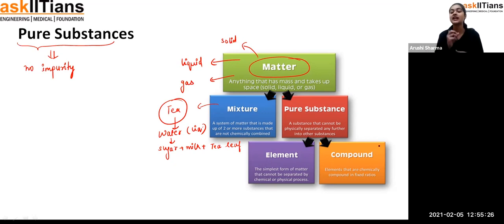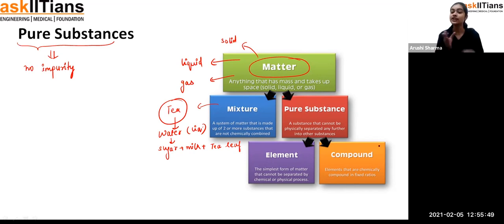So that's, student, pure substances are those substances from which you can't separate out another substance because it is the pure one. But if we talk about a mixture, for example, tea, whenever you prepare tea, you have to strain the tea so that the tea leaves are left behind and you are able to take that tea. Exactly.